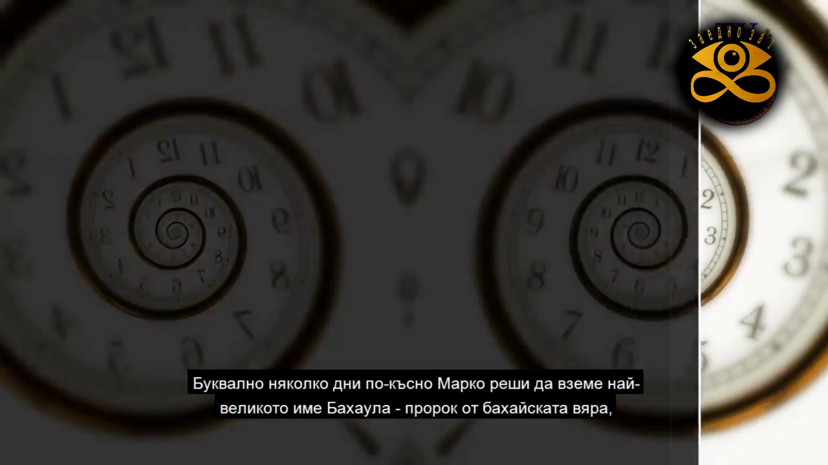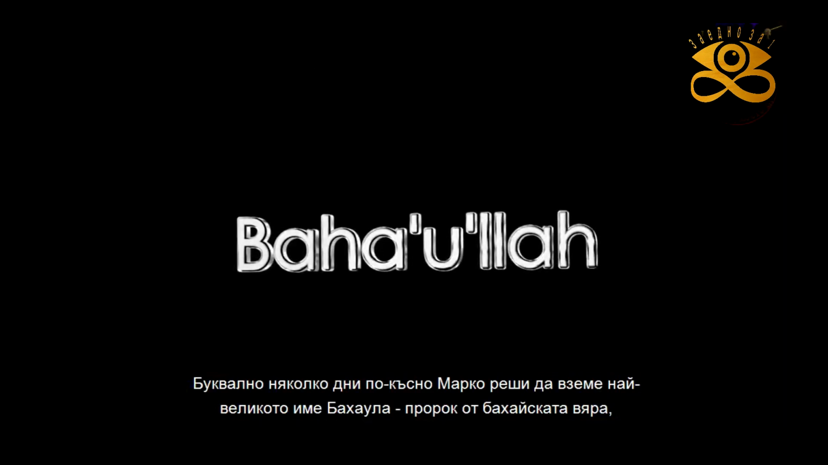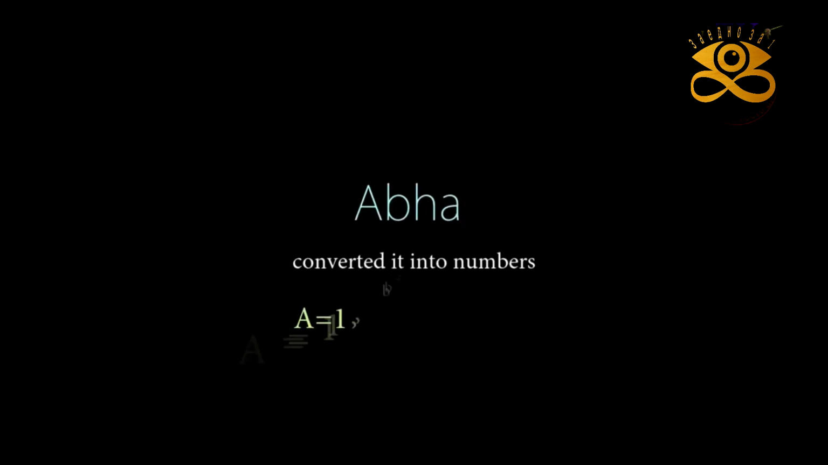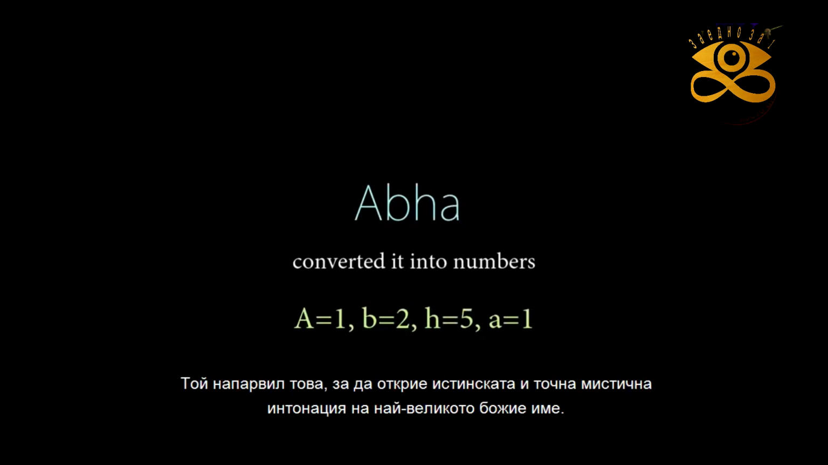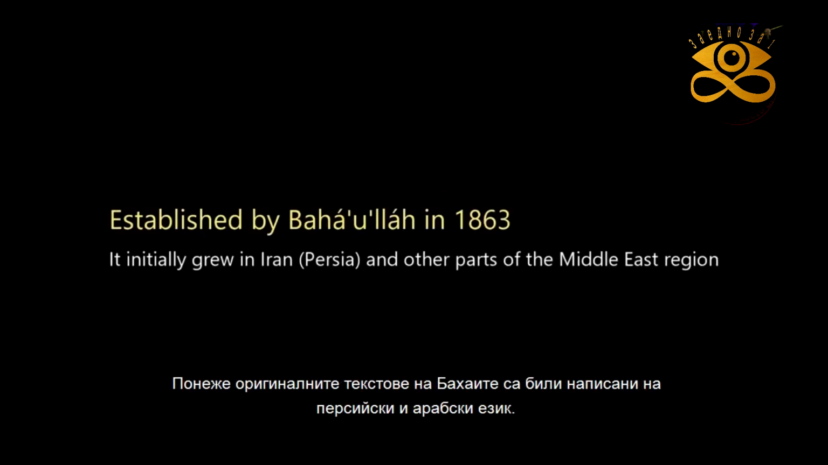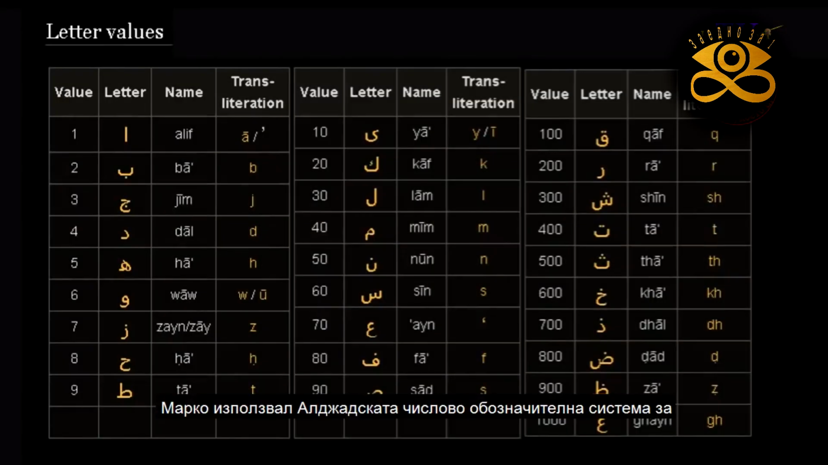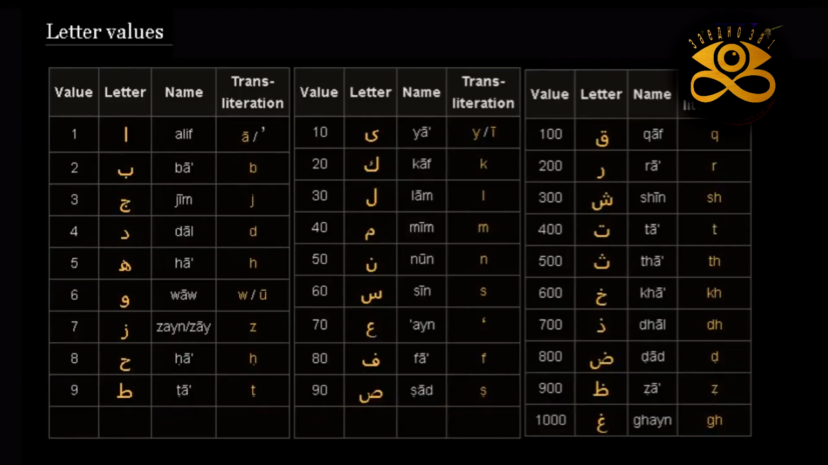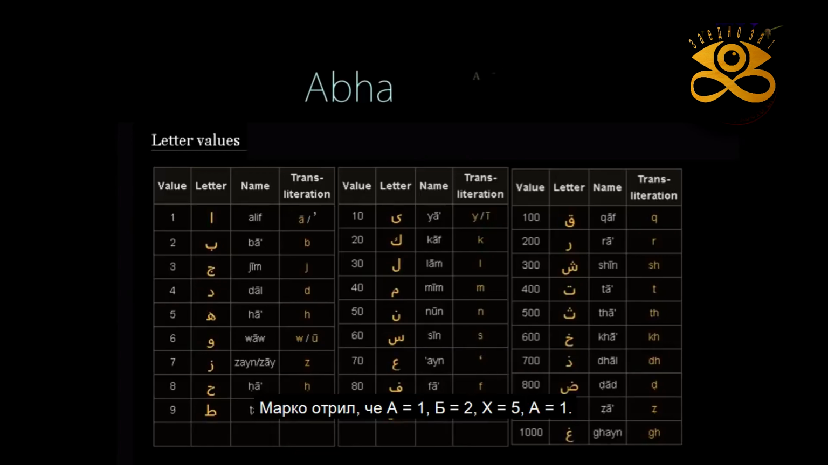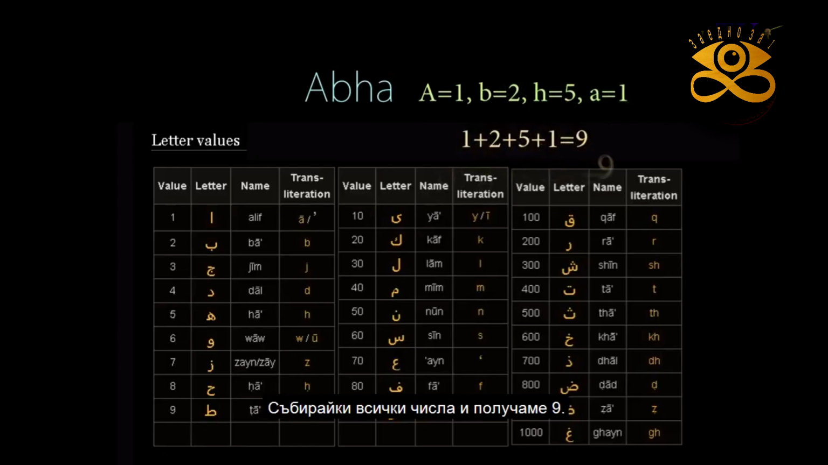Literally days later, Marco decided to take the Most Great Name of Baha'u'llah, prophet of the Baha'i faith, which is the Abha, and convert it into numbers. He did this in an effort to discover the true, precise, mystical intonation of the Most Great Name of God, since the Baha'i sacred scripture was originally written in Persian and Arabic. Marco used the Abjad numerical notation system for this letter-to-number translation. What Marco discovered was that A equals 1, B equals 2, H equals 5, A equals 1. Add all the numbers together, and you get 9.